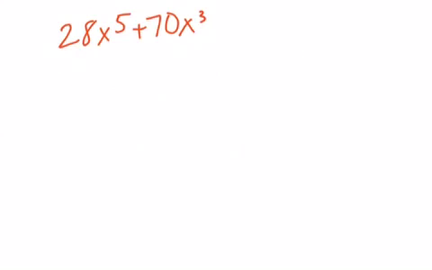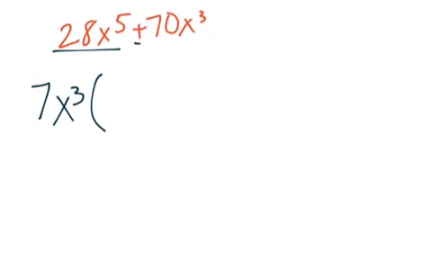Alrighty. All right, let's do this one together. 28x to the 5th plus 70x cubed. So the GCF of 28 and 70 is going to be 7. That's our coefficient, the GCF of the coefficients. Then we have x to the 5th and x cubed. How many x's do they have in common? We have a max of 5, a minimum of 3. So we always go with the minimum. So that's going to be x cubed.